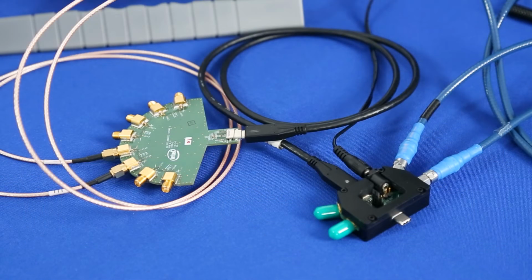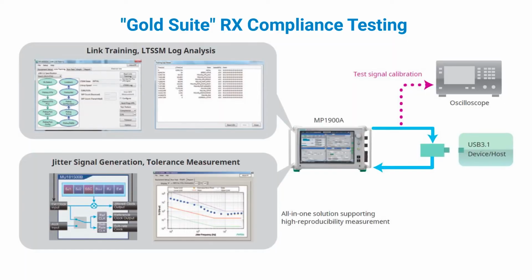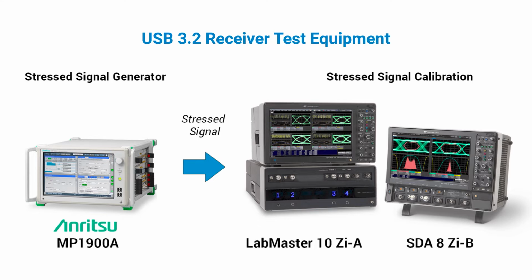Official USB-IF test fixtures for USB 3.2 over the USB Type-C connector are available from wildertech.com. RX stress signal calibration and BER testing is performed with the Anritsu MP1900A SQA BERT, configured with the MX183000A USB Link Training option. Calibration is done using either the LabMaster 10 Zi-A or SDA 8 Zi-B oscilloscopes.